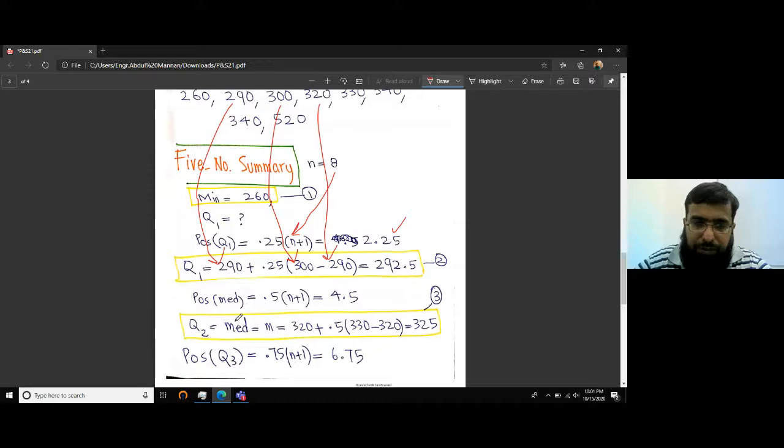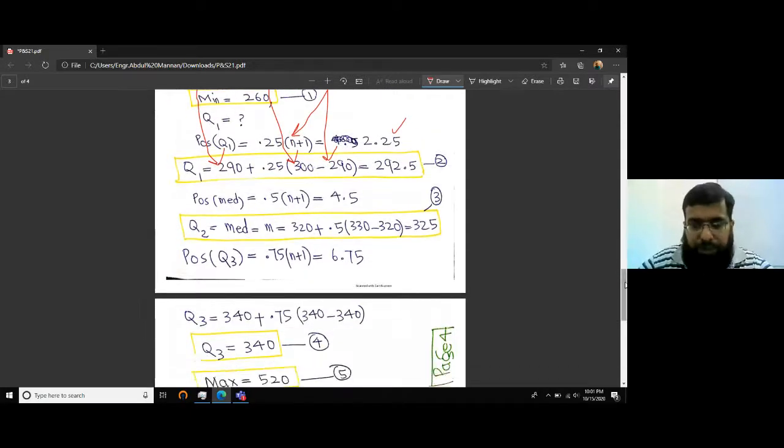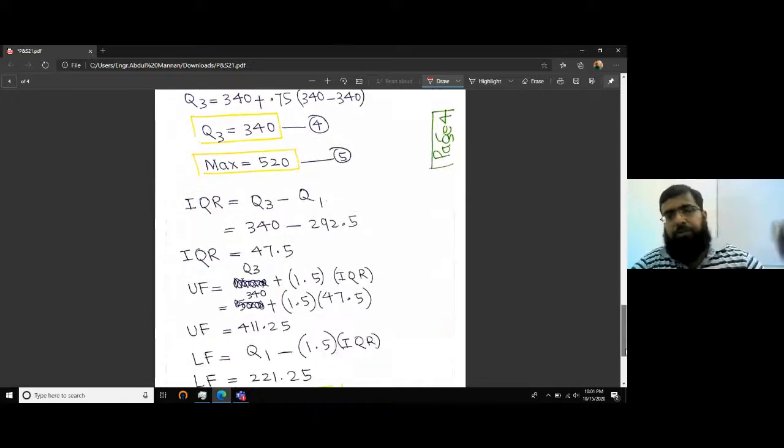Similarly, we can compute Q2, that is the median. First we compute its position, 0.5 times n plus 1, and then the median itself, and then the position of Q3, and then the Q3 itself. So it's simple. We studied in the last lecture how to compute Q1, Q3, and of course the median. And the max is 520. So IQR, computed using Q3 minus Q1, is 47.5.